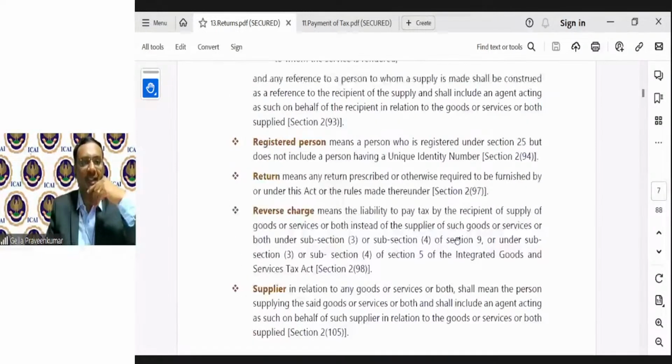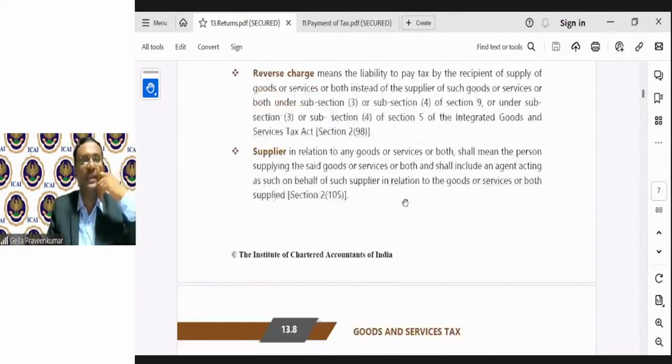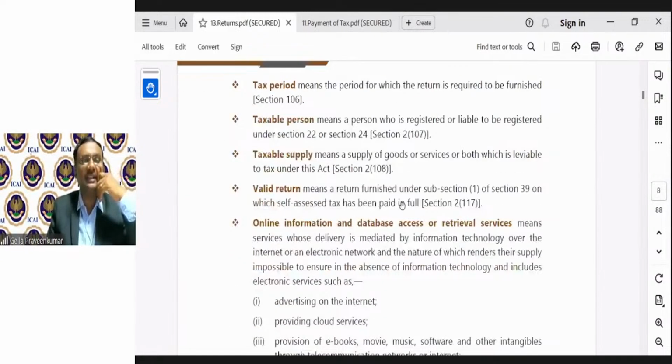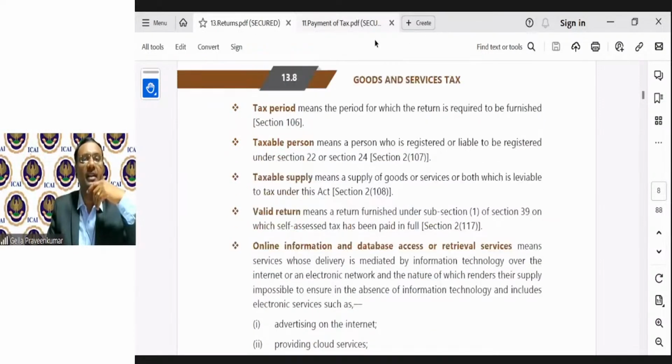Reverse charge, we have discussed. Registered person, we have discussed. Return, we are going to study in today's chapter. Supplier, we are clear. Tax period. Tax period means, page number 13.8, the period for which return is required to be furnished. Taxable person, this is important. Taxable person is one who is registered or liable to be registered.